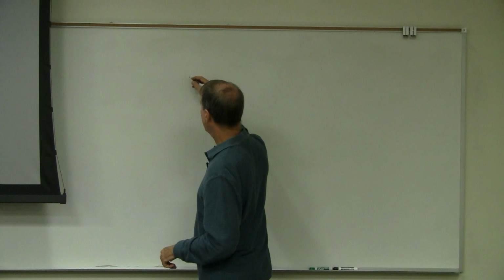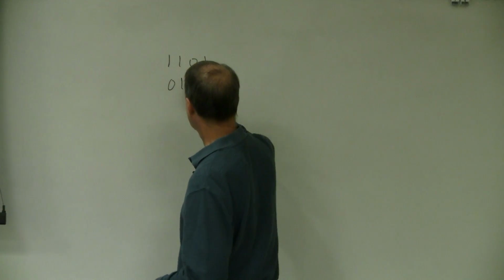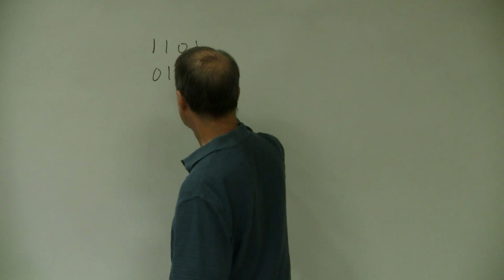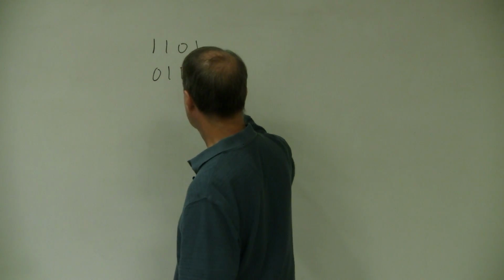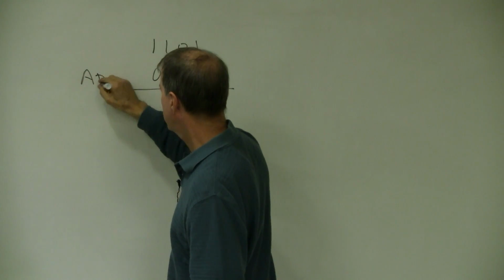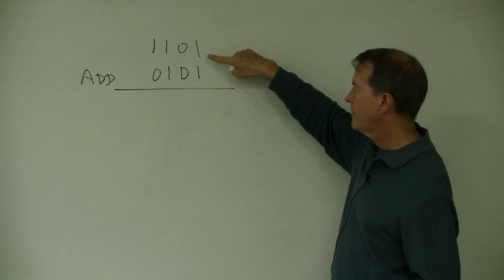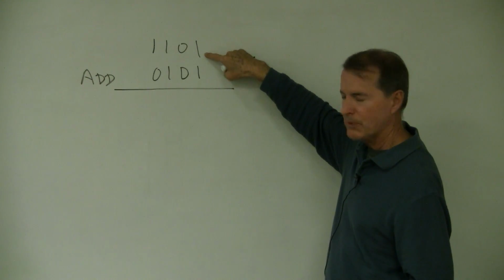Let's take a 4-bit number, let's say 1101010101. And let's add. Now, do you remember how to add in binary? Kind of. Okay, so how do we do it?